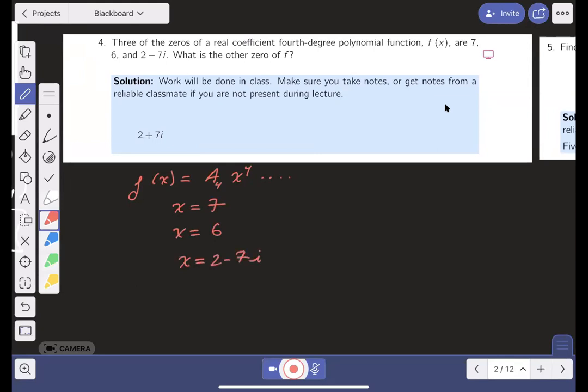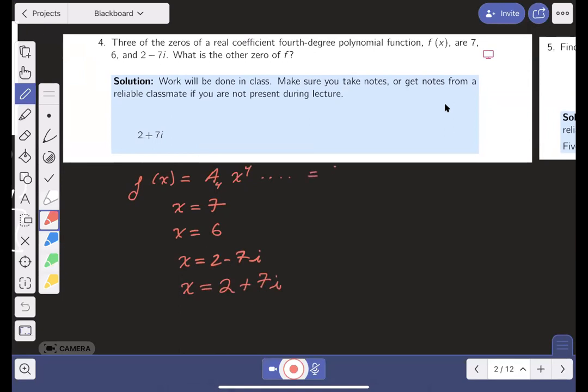Now, it's a real coefficient polynomial. So what do I know? If it's a real coefficient polynomial, the complex roots have to occur in conjugate pairs. So the other root is going to be 2 plus 7i. All right. So if you want to think about it, I'm not saying that was a question.